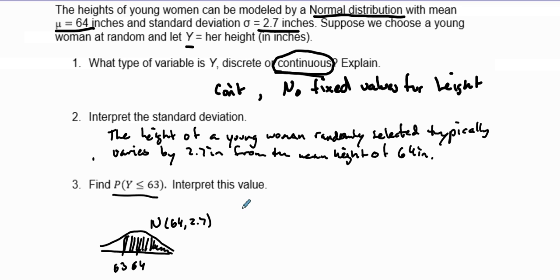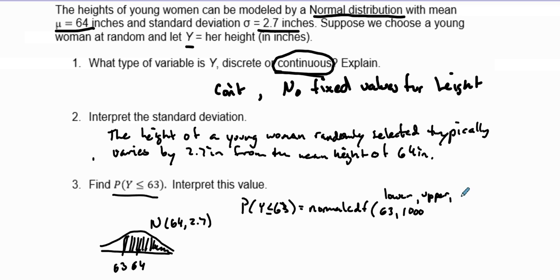To find this value, we can use a normal CDF where we have a lower end of 63, and we can see that from our display. We can have an upper of, I don't know, let's go 1,000, for height. We'll talk about our mean of y, that is going to be 64. And then we'll have a standard deviation of y, in this case, it's going to be 2.7.